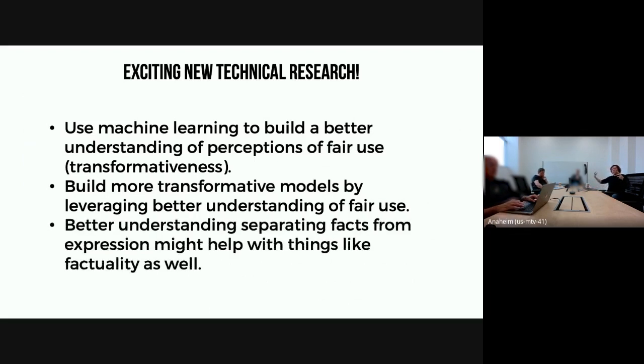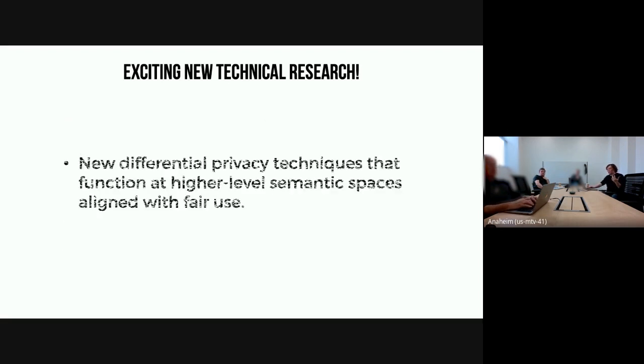Separating facts from expression, which is critical for thinking about fair use, might also help with things like factuality. If you have a good way to memorize facts without memorizing the broader piece of content, that's a really exciting line of research that could help with other problems as well. And I also think, from a differential privacy perspective, it's pretty exciting to think about potential ways to implement differential privacy where you have these different groupings, where you might want private information at different levels of semantic spaces. I think that's an unsolved challenge, but also a really exciting, interesting technical one.